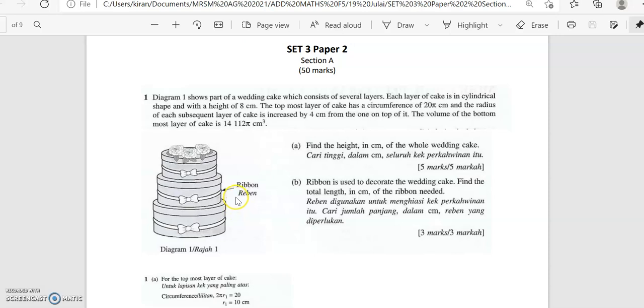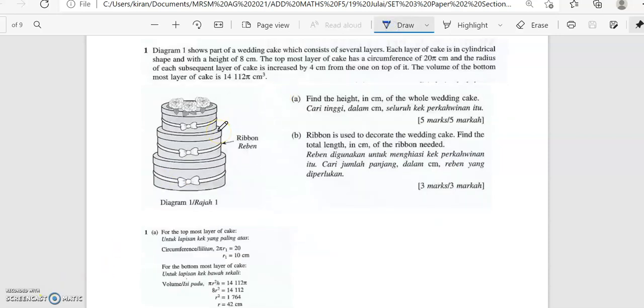Okay, so each layer of cake, dia punya ketinggian ialah 8 centimeter, and the topmost layer of cake has a circumference of 20 pi centimeter, and the radius of each subsequent layer of cake is increased by 4 centimeter from the one on top of it. So the volume of the bottommost layer of cake is 14,112 pi centimeter cube. Okay, so for this part kita akan ada dia punya ketinggian ialah 8 centimeter.